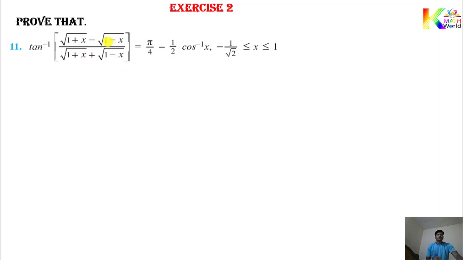Firstly, as we have discussed earlier also, whenever we have a format like this, we should assume something for x so that we can easily set a formula. Here if we assume x as cos 2 theta or x as cos theta, then you get a formula and you can easily solve this question. So firstly we will consider this as the left hand side.